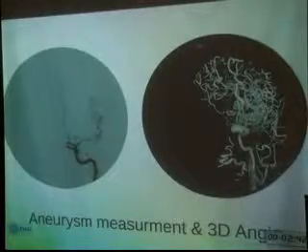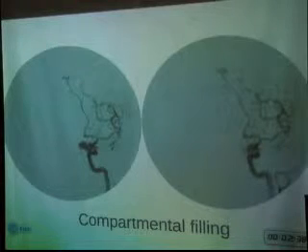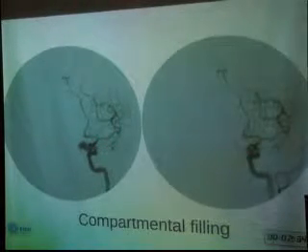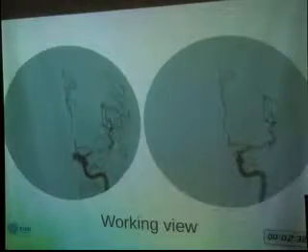Here are the aneurysm measurements and the 3D measurement. Here is the compartmental filling of the aneurysm with the coils. And here we can see the working view with complete filling of the aneurysm. Here is the aneurysm, and here is the disappearance and complete filling of the aneurysm. Here is the lateral view.